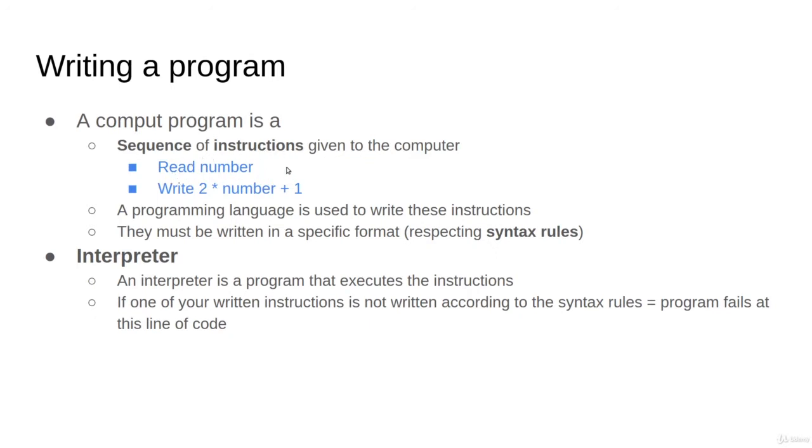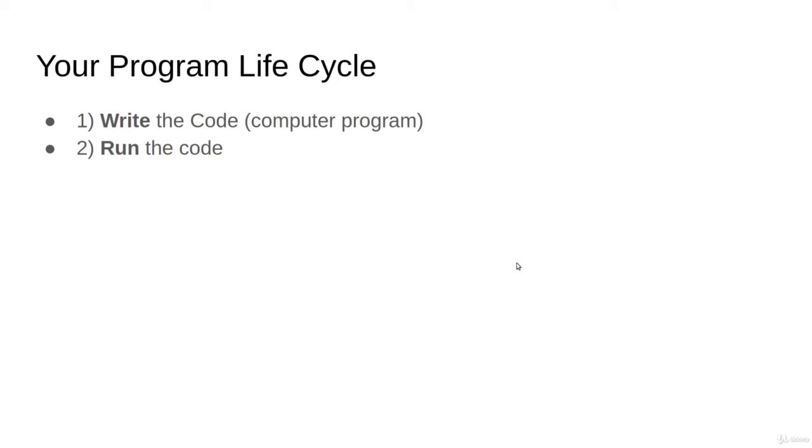For example, you are going to read something, you are going to write something, but these instructions are written in a specific format, what we call syntax rules. So when you are writing your code, you have to follow very strict rules to get things done for you. There is a program named interpreter that is going to parse your code line by line to make sure it's respecting the syntax rules, and with every good line of code, it's going to print its output for you. So your overall programming life cycle will be, you are going to write some code and then you are going to run it to get the results.